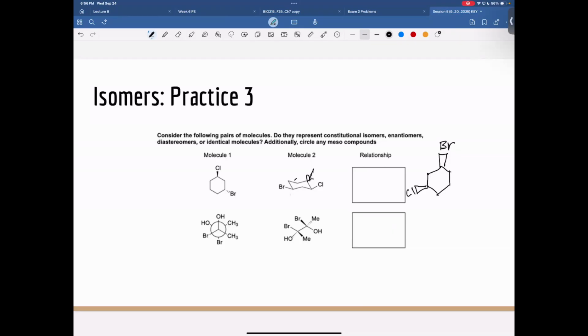After drawing it like this, I see that the chlorines are the same. They're both coming out towards us, and they are both R. So this chlorine is R, and this chlorine is R. Next, looking at the bromines, this bromine is R, and this bromine is S. So we see that one of them is the same and one of them is different. That is the definition of diastereomers.